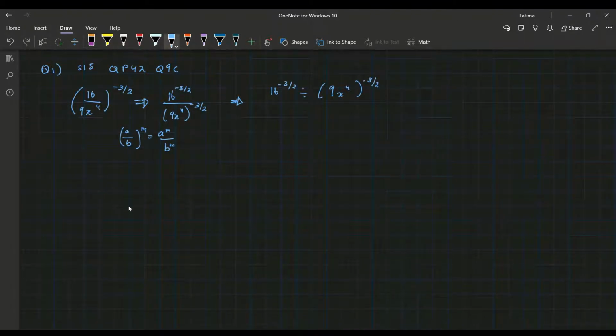Now if I wrote this to apply the rule of anything raised to a negative power, this would be 1 upon 16 to the power 3 by 2 divided by 1 upon 9x to the power 4 whole raised to 3 by 2. So here I'm applying that a to the power minus m is equal to 1 by a to the power m.